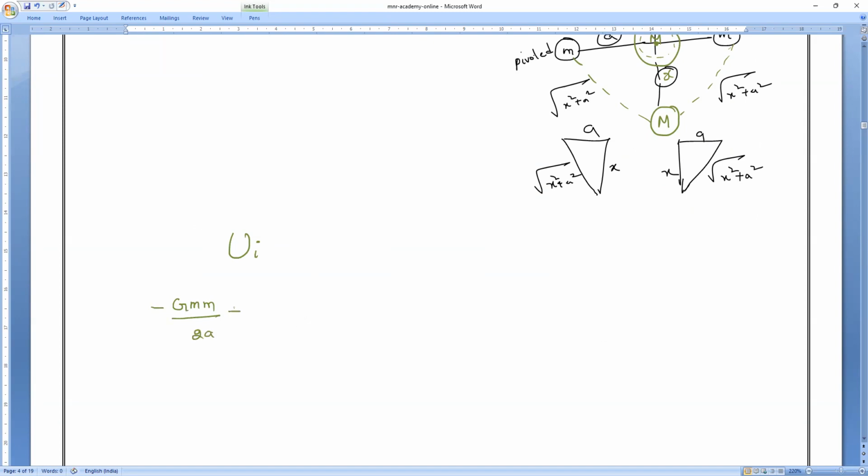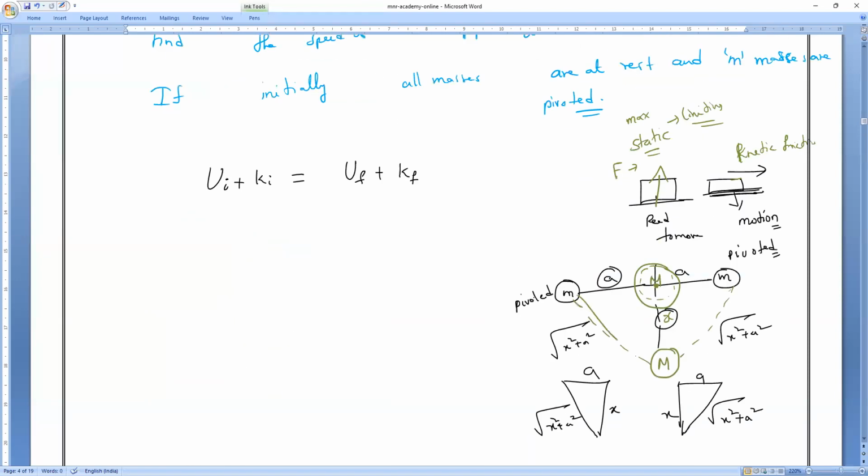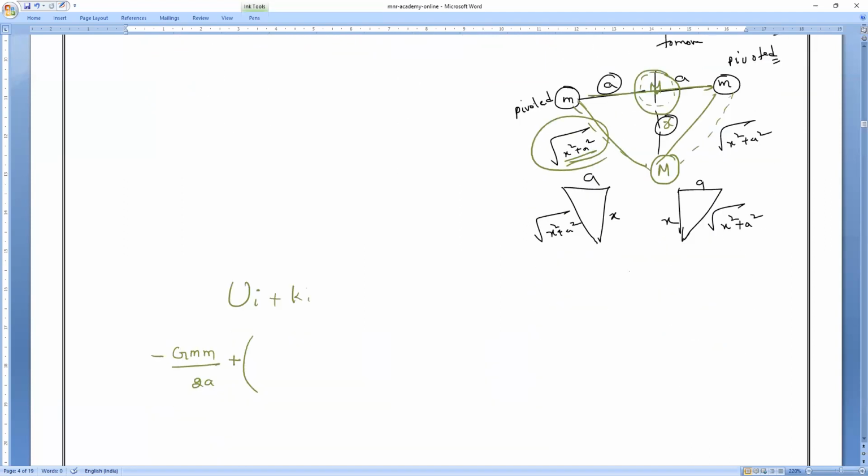Plus, let it be the initial potential energy of this body. Which ones? Two bodies we have to consider: these two, and these two, and these two. So now, these two are at what distance initially? Check it, everybody. If you are not able to say, I can do it: G into M into capital M divided by root over X square plus A square. Am I right? And again, this is also the same, so I will multiply with 2, which is equal to plus.